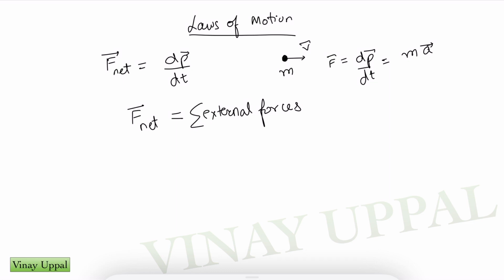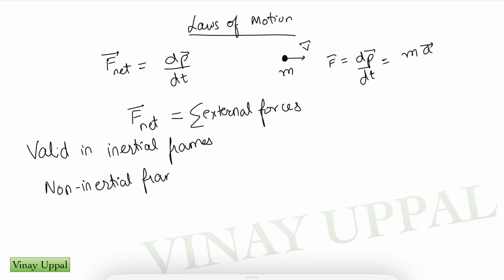Newton's laws are valid only in what we call inertial frames. So inertial frames are defined as those frames of reference in which Newton's laws are valid. Now in a non-inertial frame, what is a non-inertial frame? It is a frame that is accelerating with respect to an inertial frame.